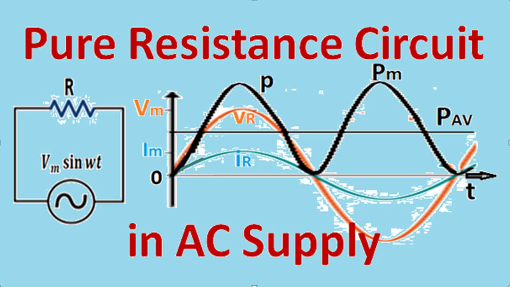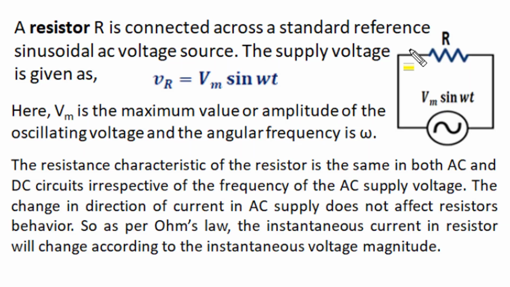So let's understand the behavior of pure resistance in an alternating current circuit. Resistance, shown by this zigzag line in the circuit model, is the property of an electric circuit which opposes the flow of current in it, and for current flow this resistance demands proportional voltage.